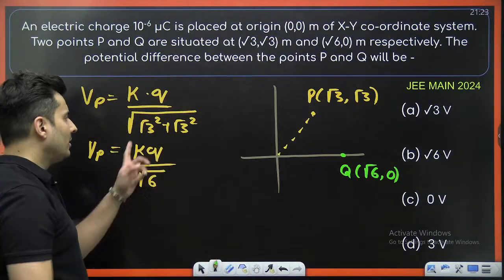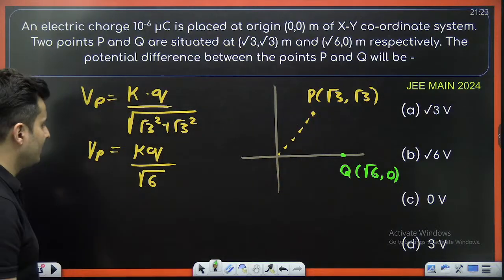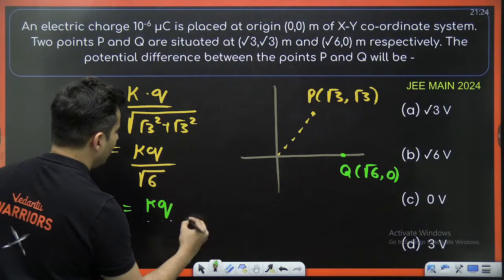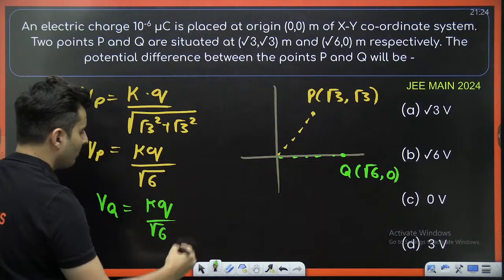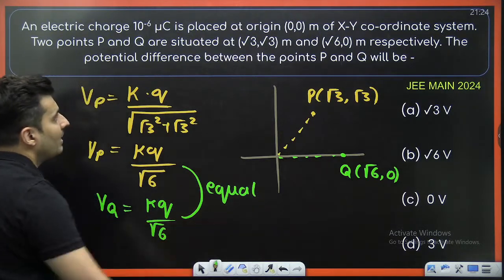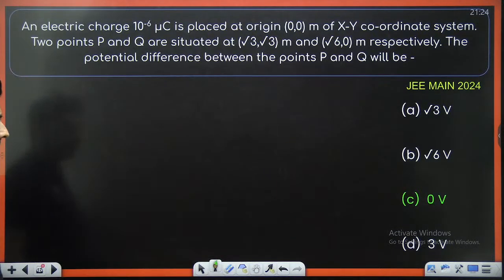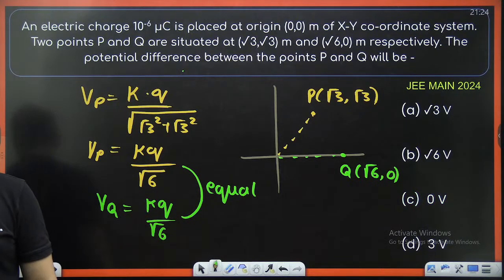How did I write it? Distance from the origin using the Pythagoras formula. So the potential at point Q is Kq divided by this direct distance, which is just root 6. The best part, both of them are just equal. If they are equal, what do you think the difference will be? It will just be 0 volts, right? They both are equal, so there is no potential difference at all.